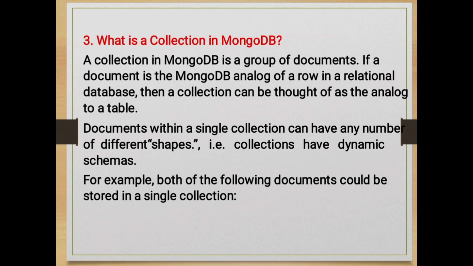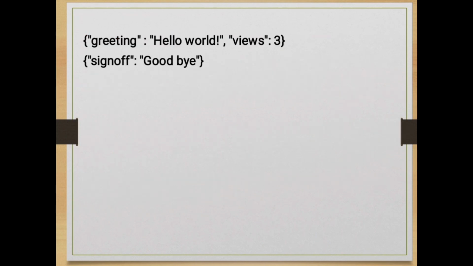What is a collection in mongoDB? A collection in mongoDB is a group of documents. If a document is the mongoDB analog of a row in a relational database, then a collection can be thought of as an analog to a table. Documents within a single collection can have any number of different shapes. That is, collections have dynamic schemas. For example, both of these can be stored in a single collection: greeting with the value hello world and views 3, and sign off with goodbye.